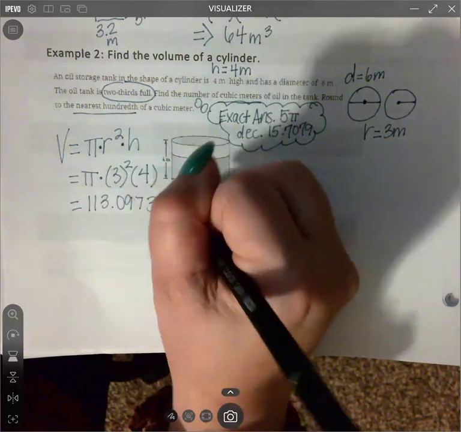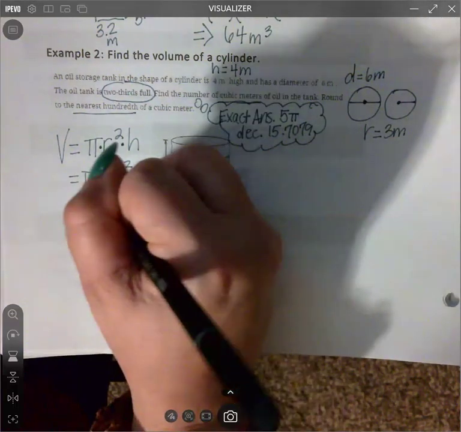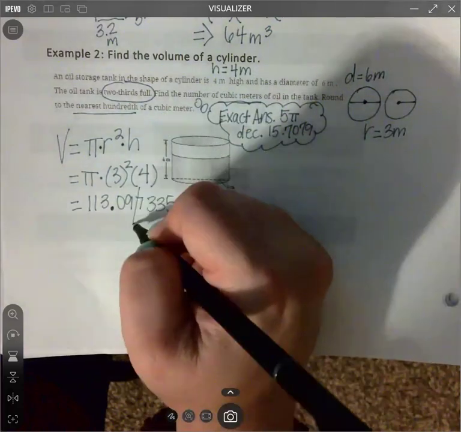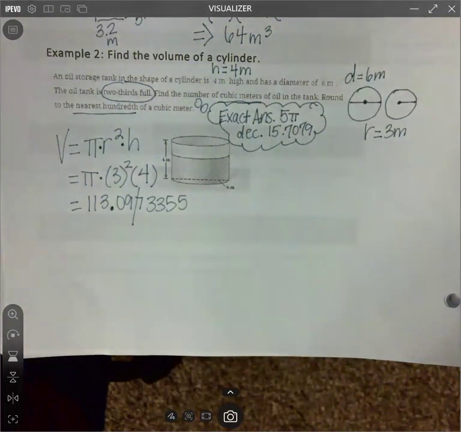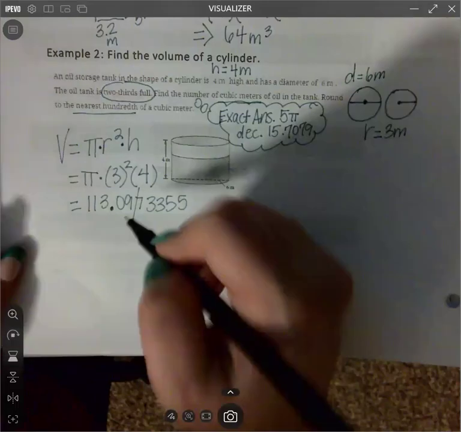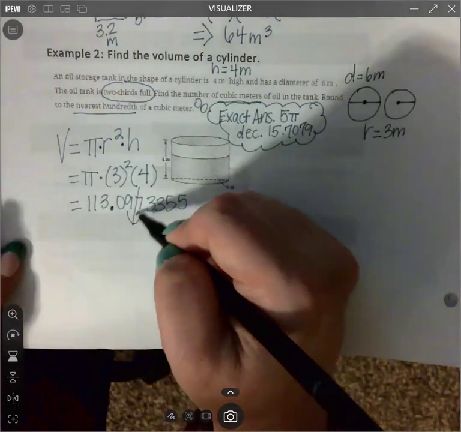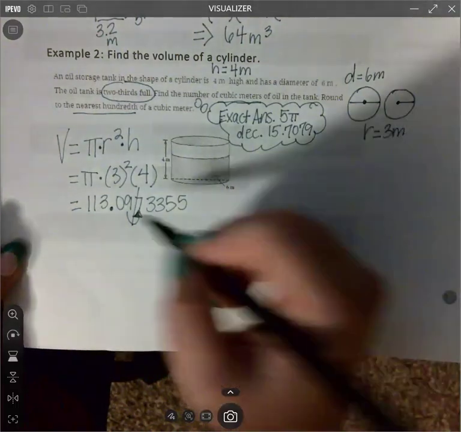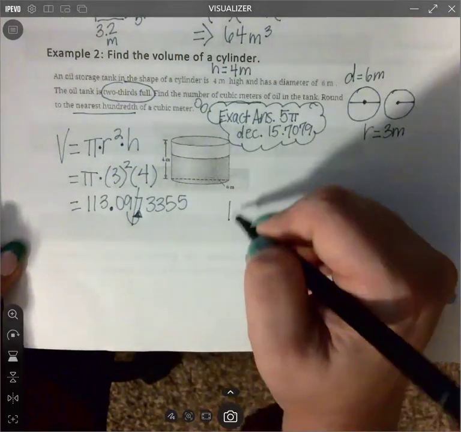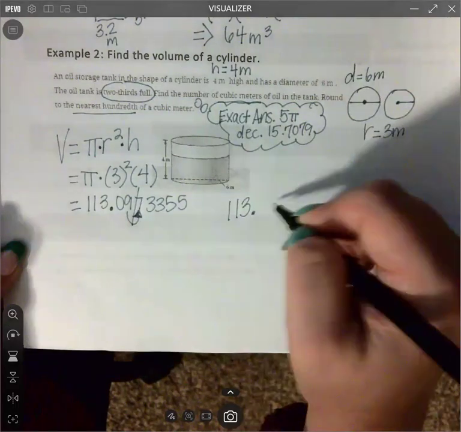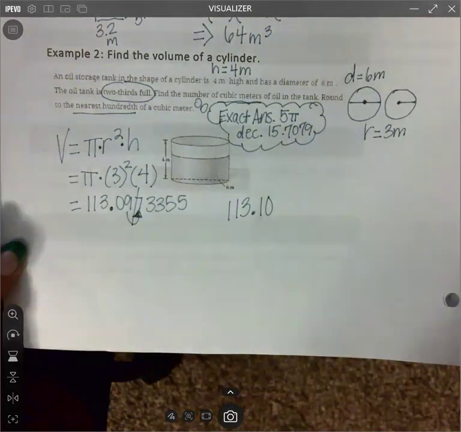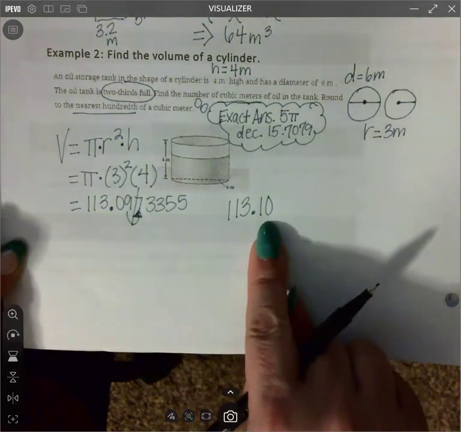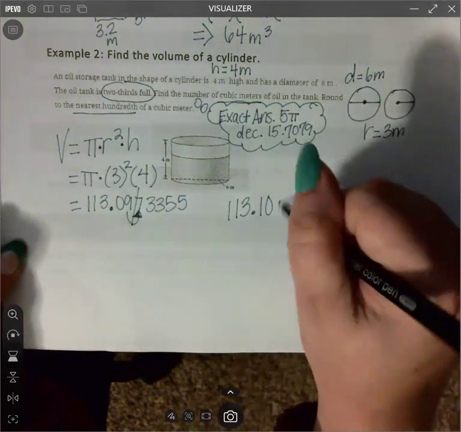Again, make sure you're using the pi button on your calculator. And then we're rounding to the nearest hundredth, which is 2 decimal places. So if I round, I look to the number after. It's 5 or higher, so I round up. So that 9 is going to become a 10. So my 2 decimal answer is 113.10. That 0 is important.